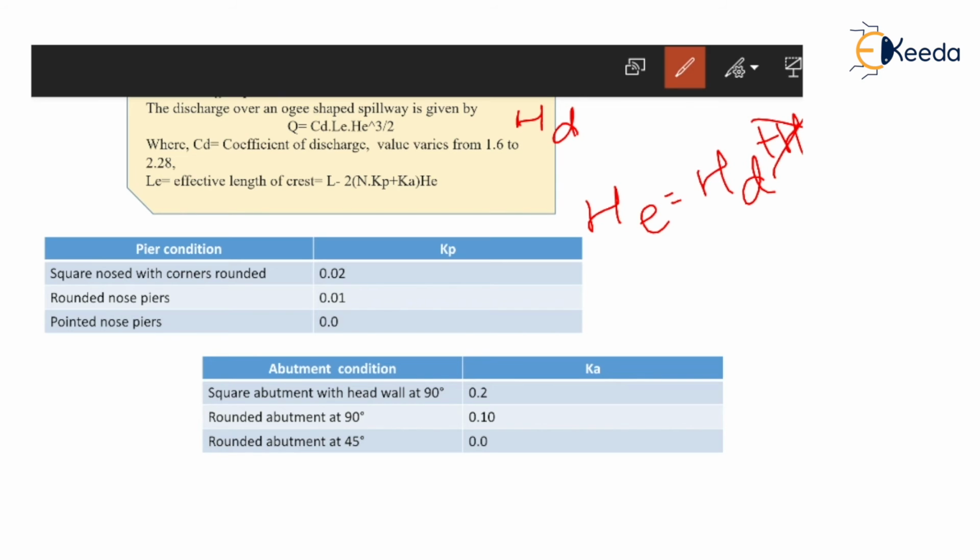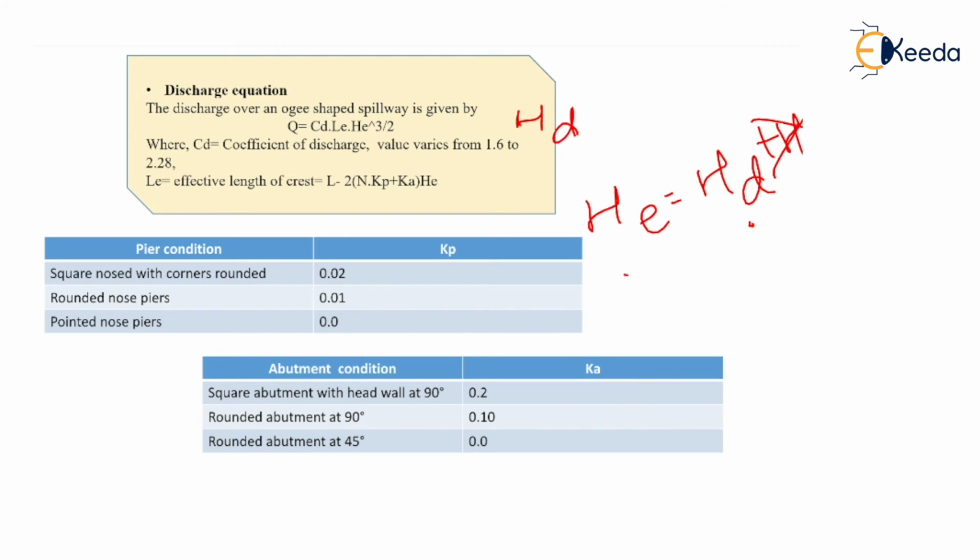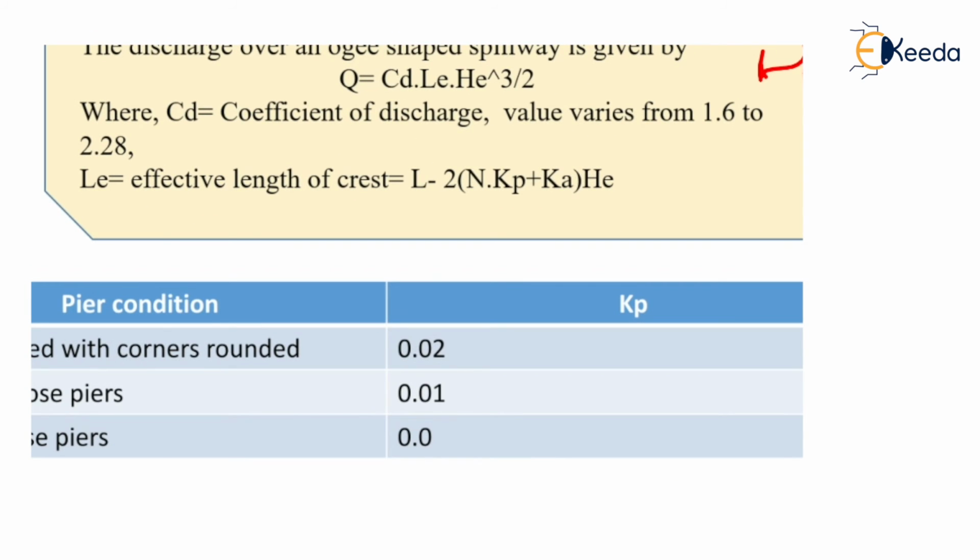But here we are neglecting, so HE becomes HD. So we can adopt this value as the design head also, raised to 3 by 2. So here CD, that is coefficient of discharge, the value varies from 1.6 to 2.28, you can see here. And LE, that is effective length of the crest, can be found out by using this equation.